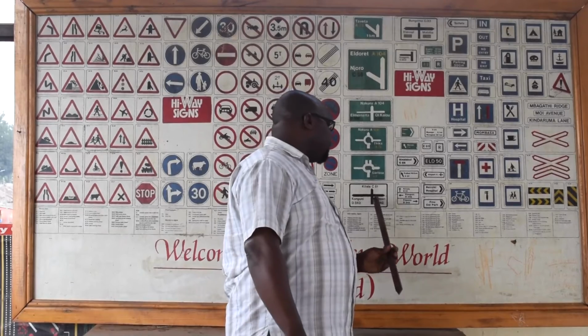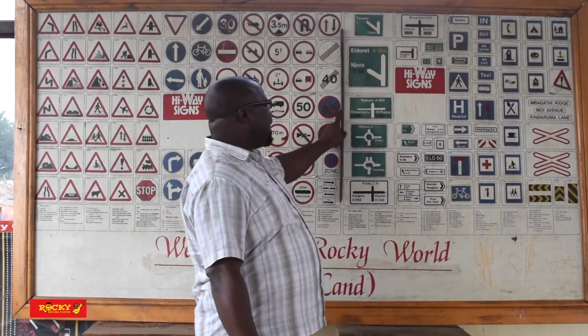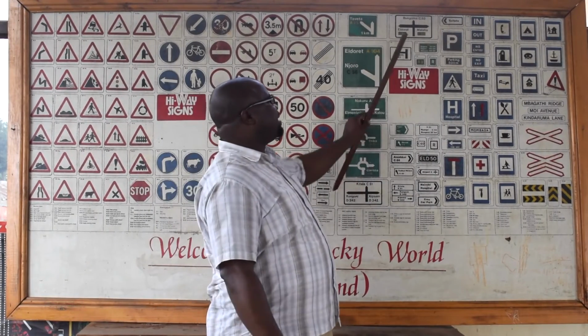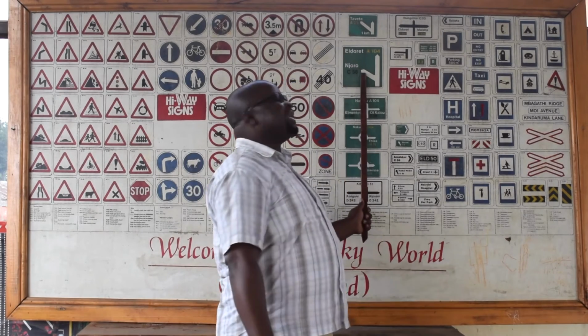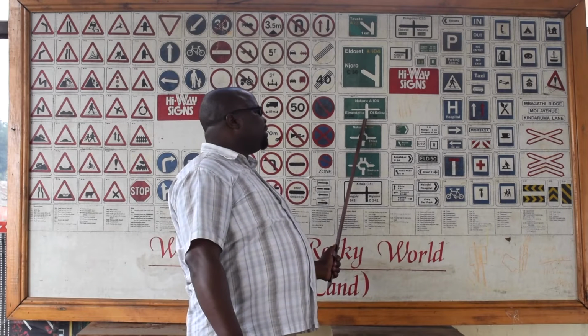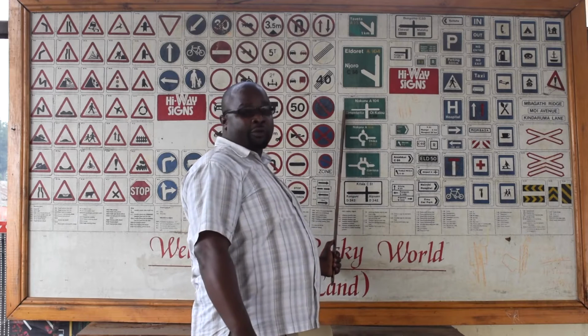Subgroup number one is these signs here. We call them advanced directional signs. The main function of these signs is to give you the correct direction when you approach a junction. Maybe you've not even used that road, but when you reach that junction, it will give you a direction. For example, when you approach this junction from this side, you will know that if I turn to my left, I'm going to Mentaita.